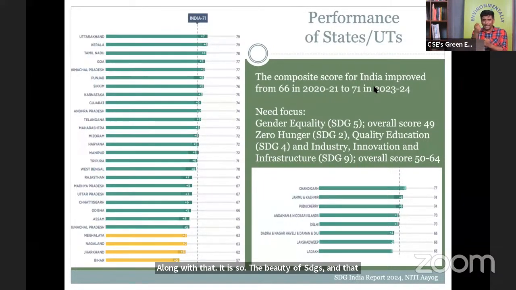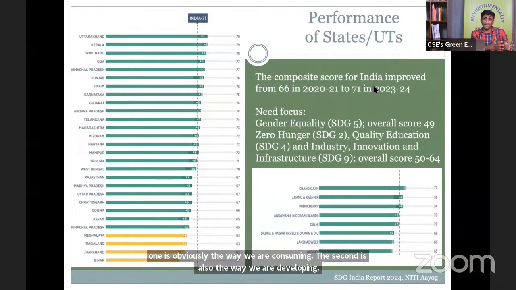Not one thing triggers the crisis that we face in our lives. It is basically a mixed bag of a lot of things. One is obviously the way we are consuming. The second is also the way we are developing, in the sense the way we are building our cities, which is very unsustainable.